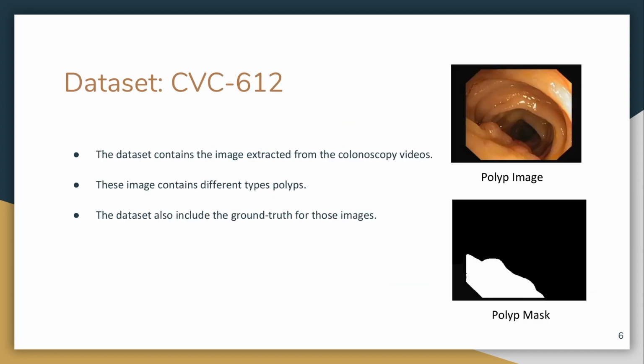Next, the dataset we are going to use. The dataset we are going to use is CVC612. The dataset contains images extracted from colonoscopy videos. These images contain different types of polyps. The dataset also includes the ground truth for these images. You can see a sample image and its corresponding mask in the slide.